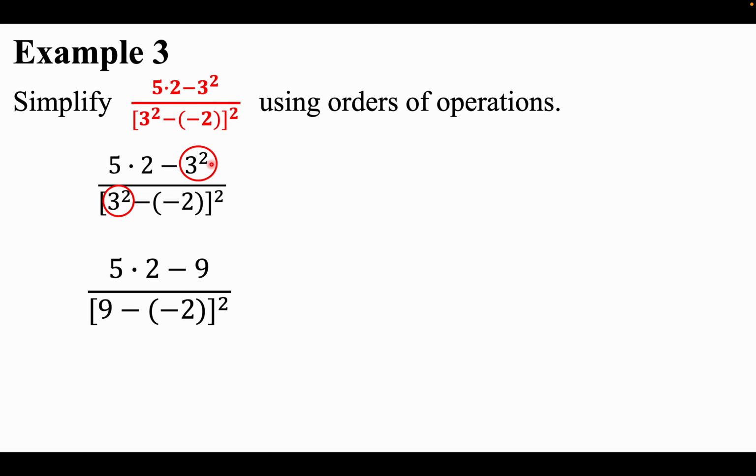Now we can multiply, right? PEMDAS. We did the exponent, the next would be division and multiplication. Well, I do have a multiplication, 5 times 2 is 10, and notice here, when you have a negative and a minus symbol face each other, that turns into a positive. So 9 minus negative 2 is the same thing as 9 plus 2. I want you to keep that in mind. So 5 times 2 is 10 minus 9, and then this turns into 9 plus 2, and then we square that.